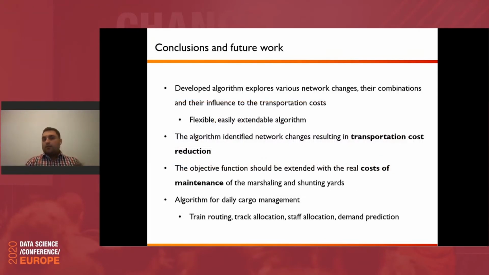So the overall conclusion is that we were successful in building an algorithm which found a network state which actually resulted in transportation cost reductions. We also discovered that we need to further extend this model to be more realistic by adding the costs of maintenance and opening of the marshalling and shunting yard. But at this point in the project, that was not of interest for SBB cargo, so we did not include it in this particular analysis.